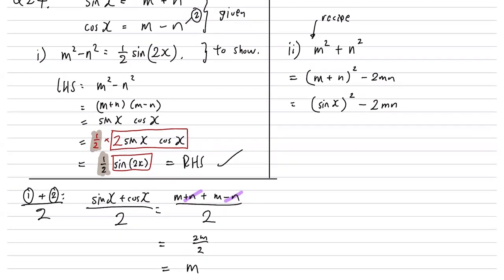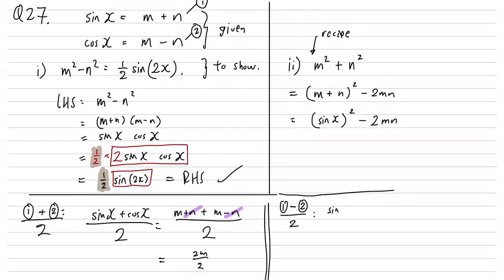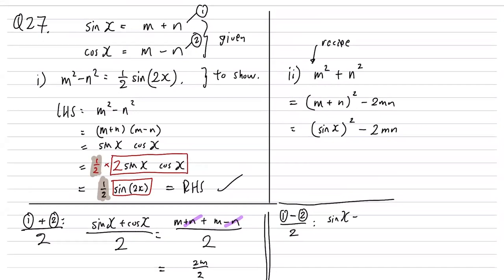Then after that, how to find n? Equation 1 minus equation 2 divided by 2. Of course, it's the symmetrical one. Just change the plus sign to a minus. Let me show you equations 1 and 2. Sine x minus cosine x, whole thing divided by 2 equals m plus n minus m minus n. Actually, the first pair of brackets is not needed, so I'll just erase it.